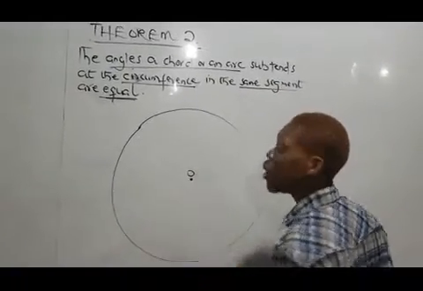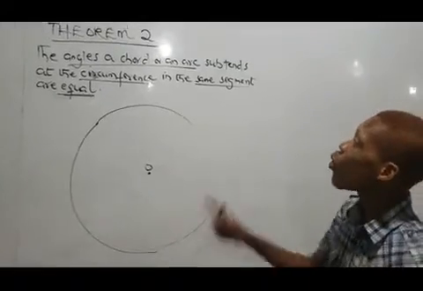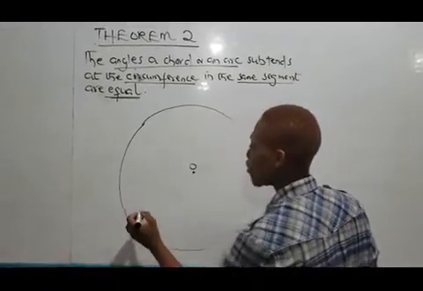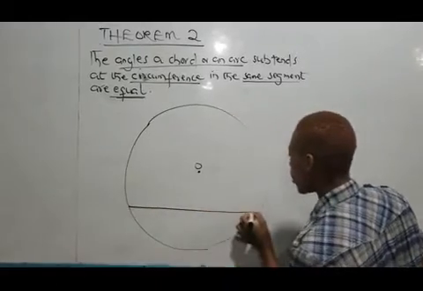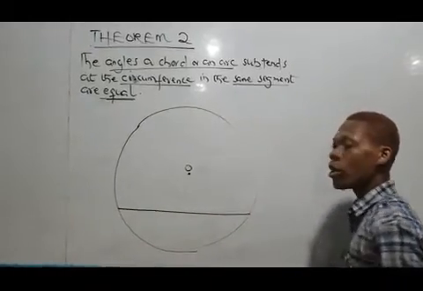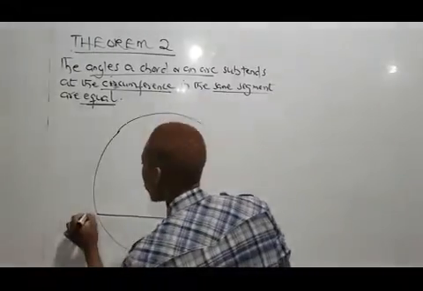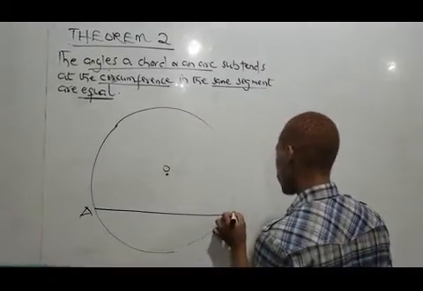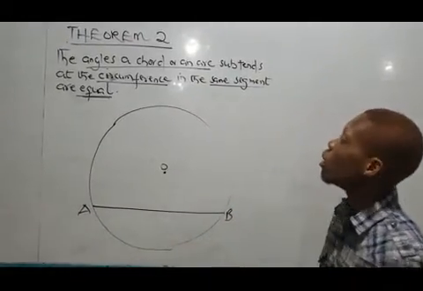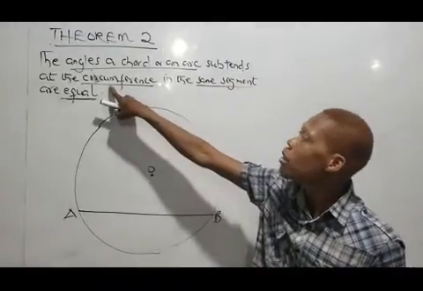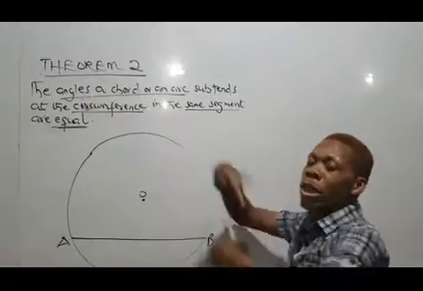Now let's call the center O. Now we are looking at the angle that a chord will subtend at the circumference. So we have to introduce a chord into the diagram. Let me introduce a chord here. We said a chord joins 2 points on the circumference of a circle. So let me call this chord AB.